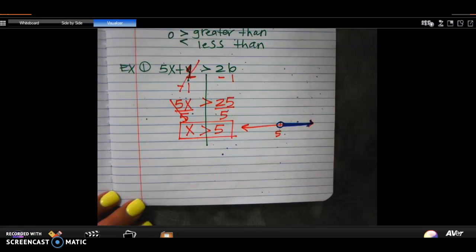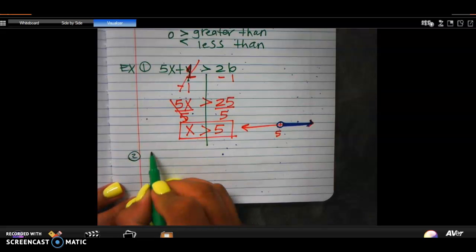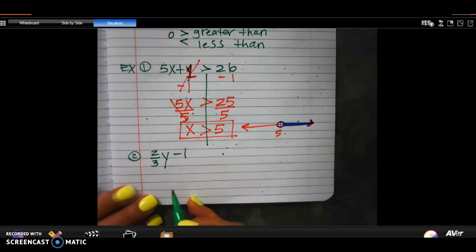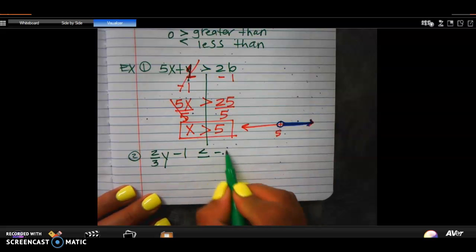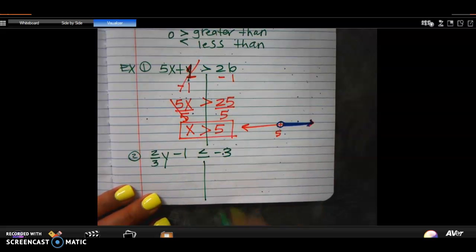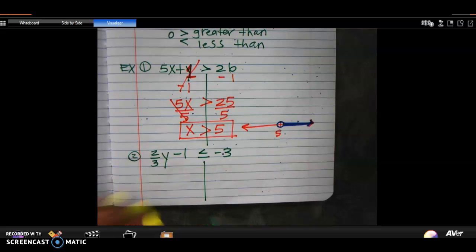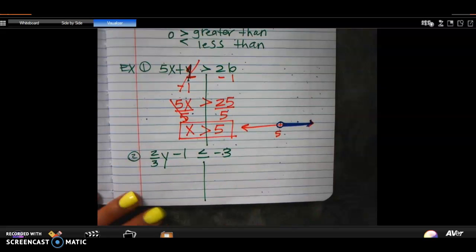Our next example is 2/3 y minus 1 is less than or equal to -3. I'm going to split up my problem down the inequality symbol. I cannot simplify anything on either side, so I'm going to go ahead and start rearranging my problem.